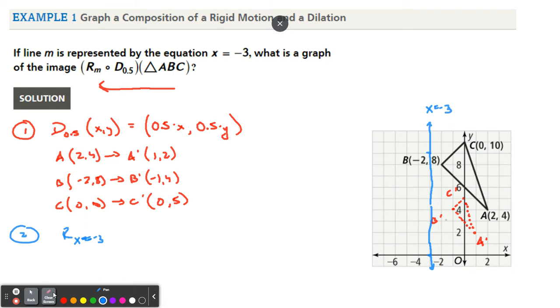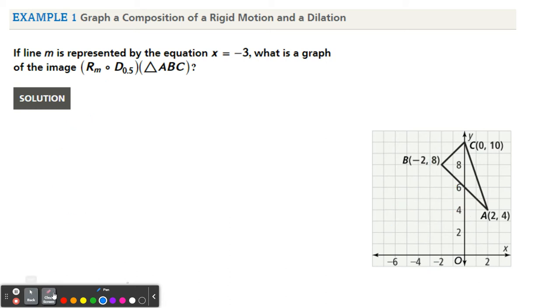So remember, when you do a reflection, you just have to count, right? So A prime is 1, 2, 3, 4 away. So the true A prime is going to be 1, 2, 3, 4 away this way. There's A prime. You can call it A double prime if you want to. B prime is 1, 2 away, so B double prime would be 1, 2 away. There's B double prime. C prime is 1, 2, 3 away, so C double prime is 1, 2, 3 away. And there is going to be our final. That will be our final answer. This triangle dilated by a scale factor of 1/2 about the origin, and then reflected across this line, x equals -3.